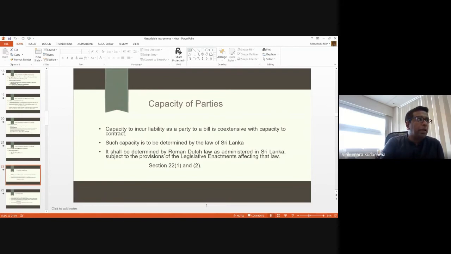Generally, any person who can enter into a contract can enter into a transaction concerning a bill of exchange, meaning that the issuer, meaning drawer, drawee, as well as payee need to have contractual capacity.